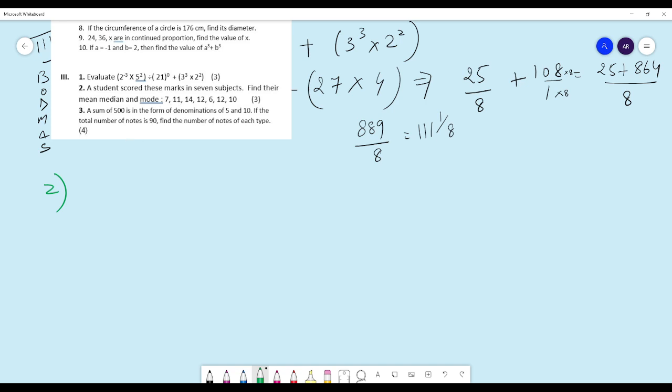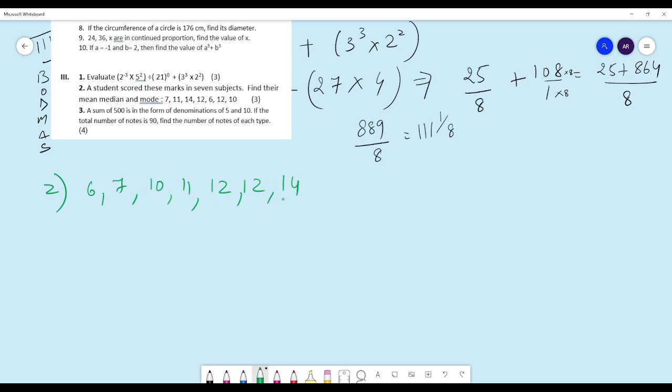Now, first let us arrange them in an array. This is very important. 6, 7, 10, 11, 12 and 14. So 1, 2, 3, 4, 5, 6. Sorry, I missed out on 1. 6, 7, 10. Oh, 12 is twice. Okay. So let me just put up 12 as twice and then 14.